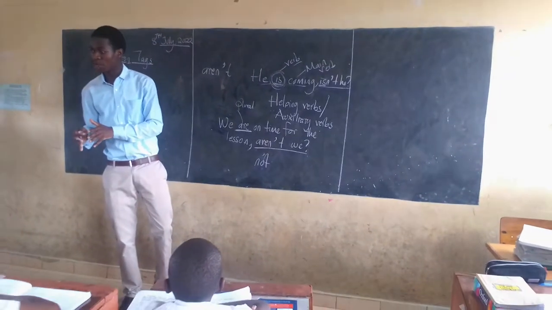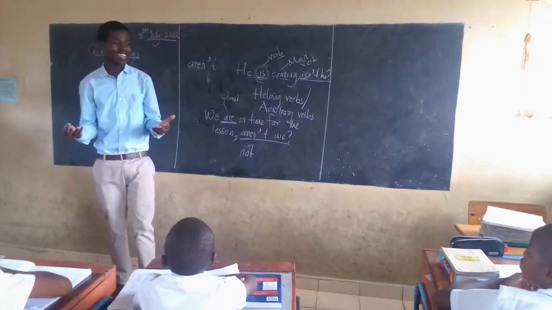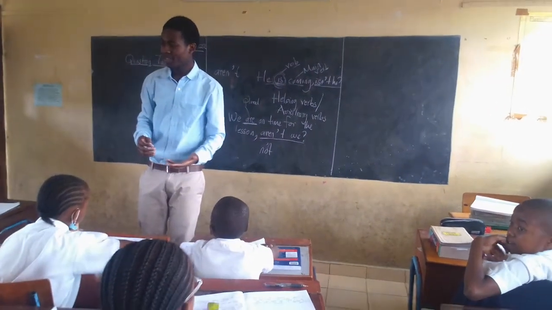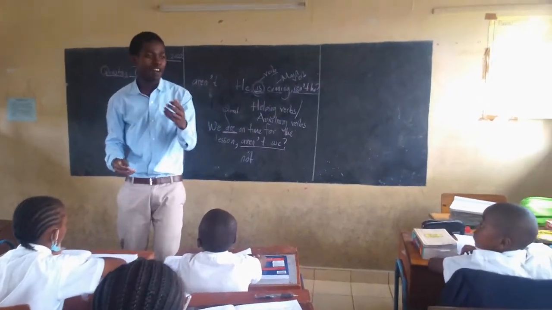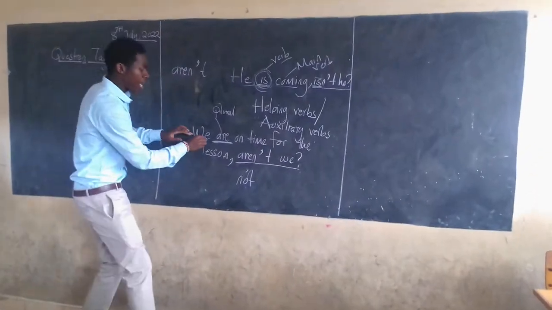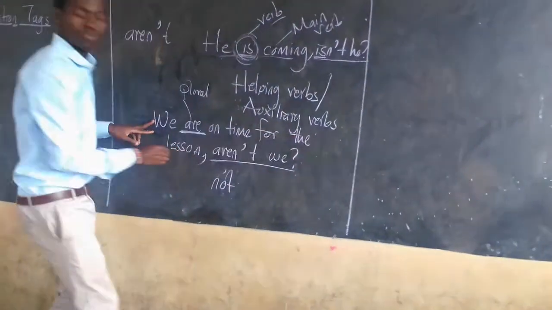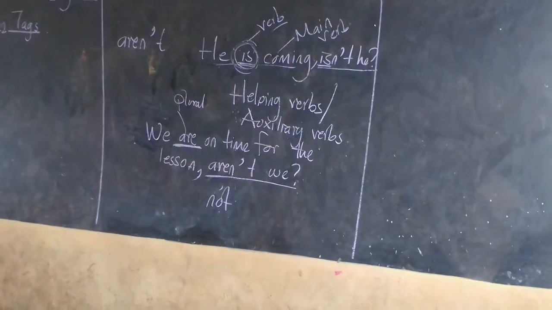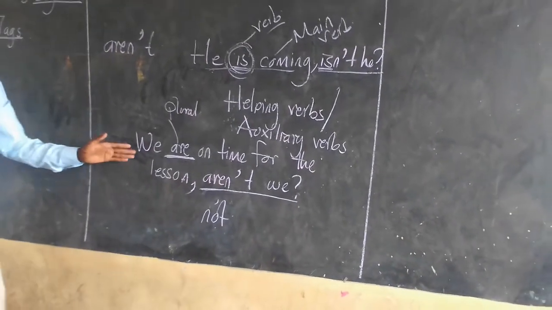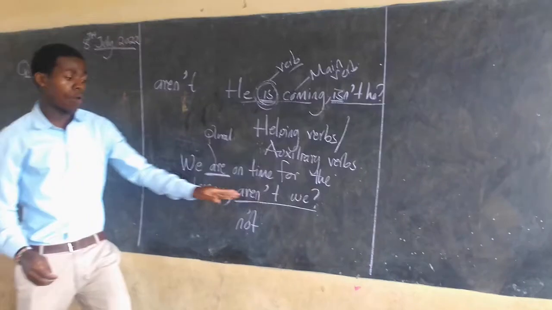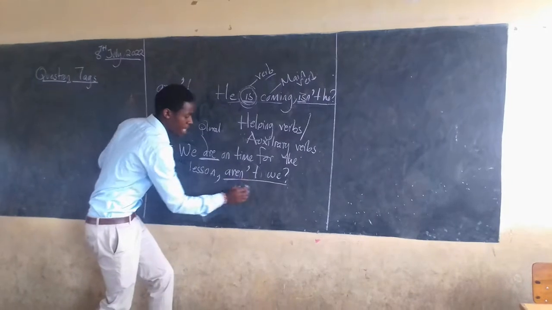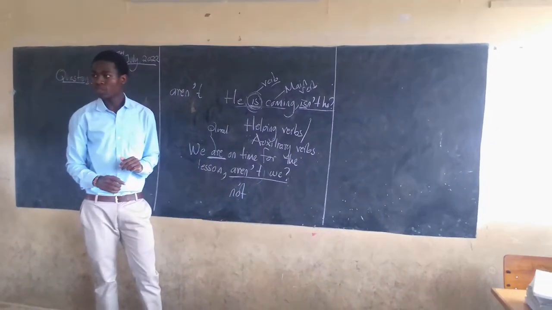Yes. And how do you know that a sentence is in negative form? Yes, Kiba. When the sentence contains a word like not. For instance, let's come to this sentence: We are on time for the lesson. Is that statement positive or negative? Yes, Vicky. It is a positive statement. So since that statement is positive, our question tag is going to be negative. And that is why we are introducing the word not in our question tag. Are we understanding up to that particular point?